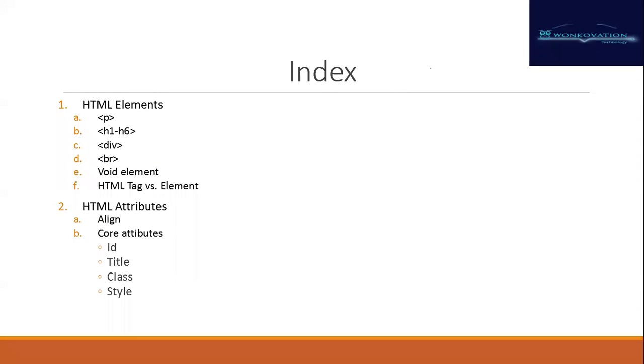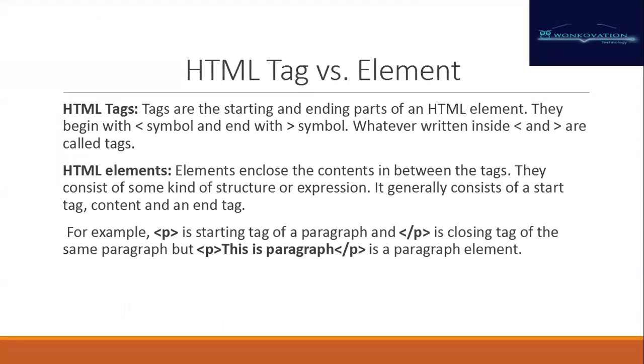So first of all, going to HTML tag versus HTML elements. So basically, what is the HTML tag? An HTML tag is a tag that has a starting and ending part in the HTML elements. They begin with this symbol, the less than sign, and end with the greater than sign. Whatever is written inside it is known as tags.